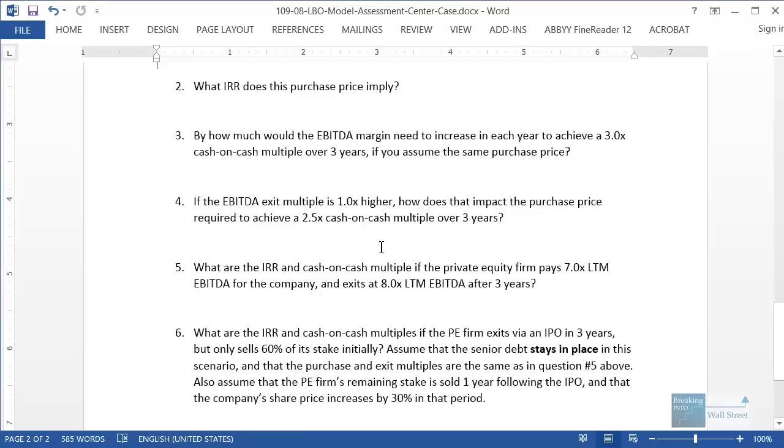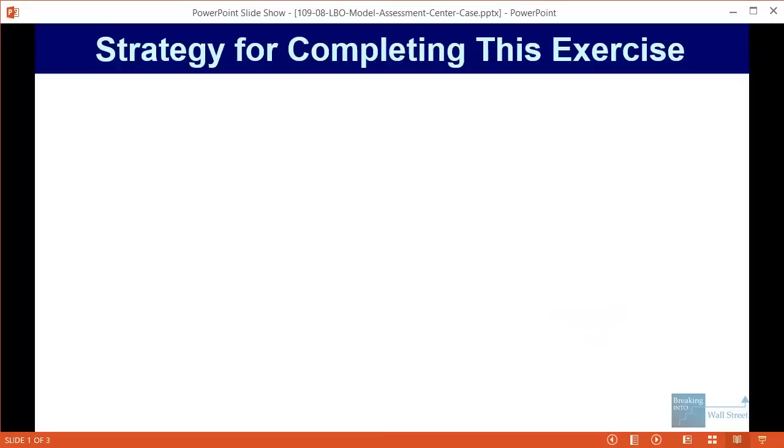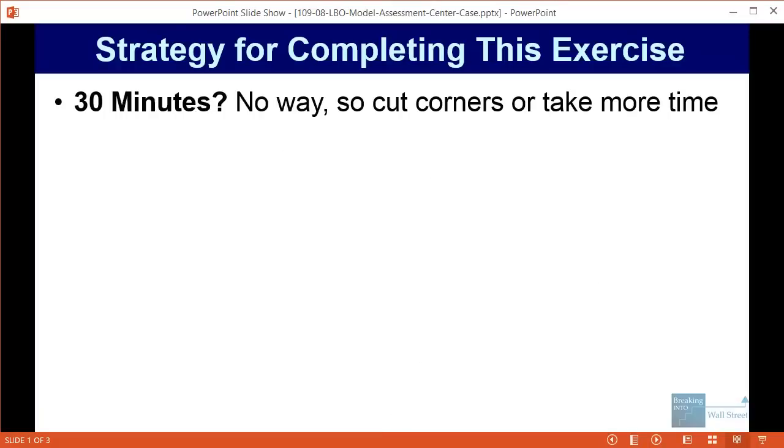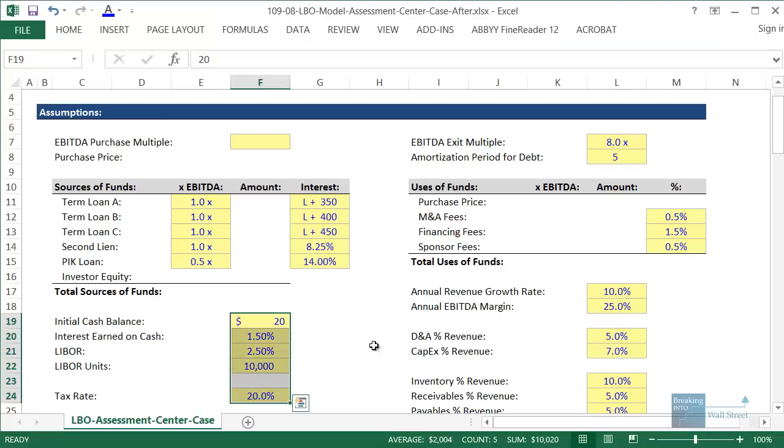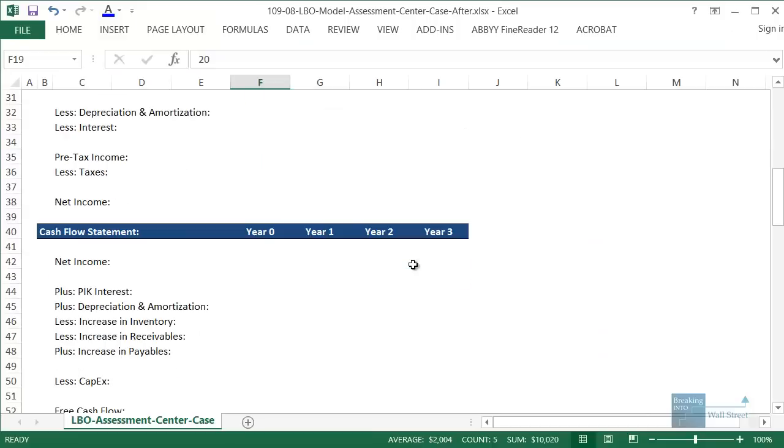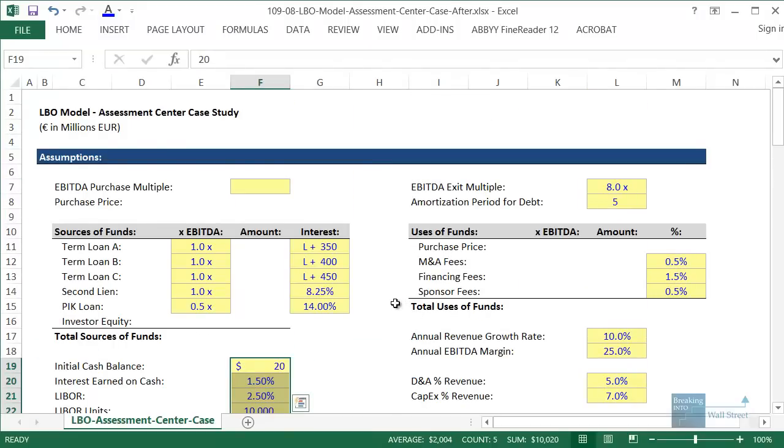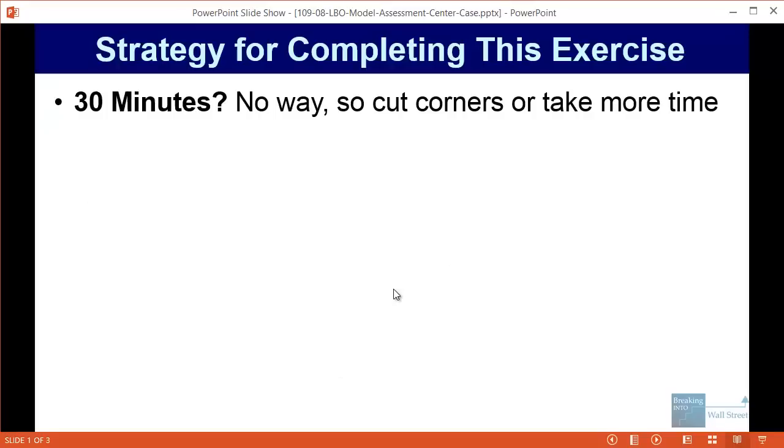Based on this, the first thing that you should do is decide on your strategy. So a couple things to note from this exercise. First off, if they give you this and say something like you have 30 minutes to complete this, in my opinion, there's no real way to do that. You're going to have to either cut corners or take more time. The only way that you could really do that is if they already give you everything here and you don't have to do any of the formatting. You're starting with more than a blank sheet in Excel. Otherwise, I don't really think it's possible.